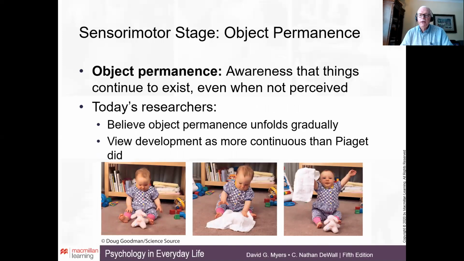So for Piaget, he talked about how children go through different stages of cognitive development. And the very first stage is what he called the sensorimotor stage. It occurs during the first 2 years of life. And during this time, the child is primarily interacting with the world around him through the use of his senses.